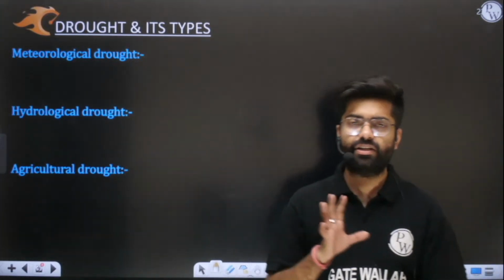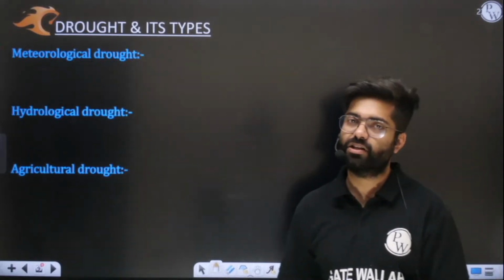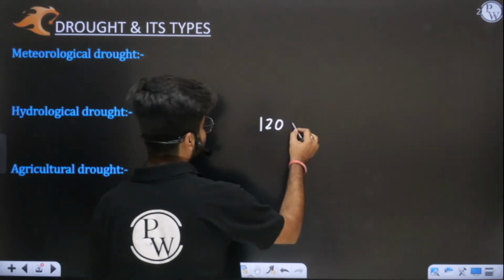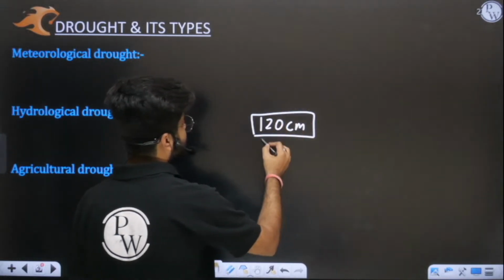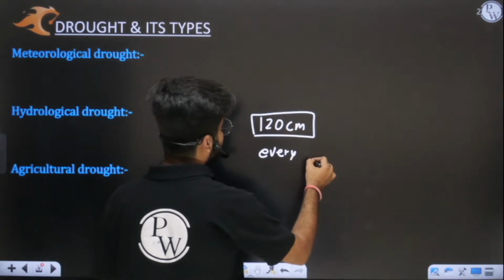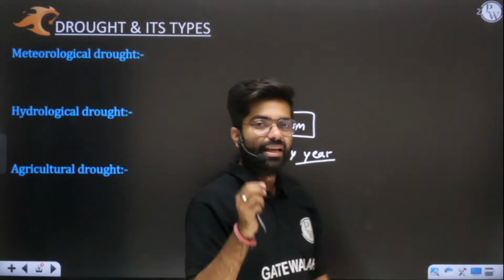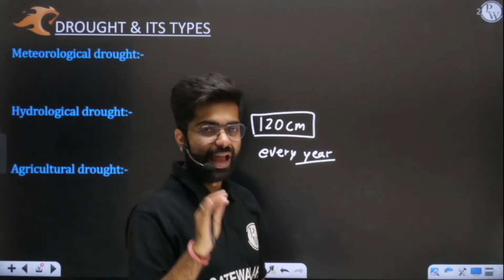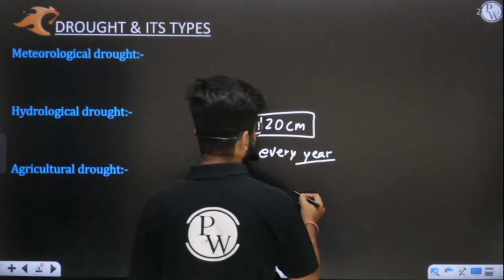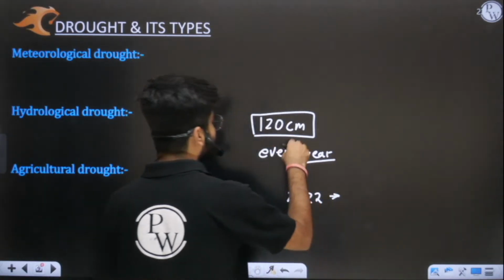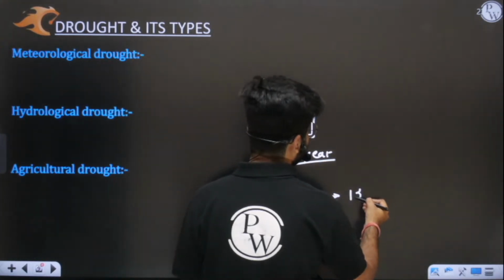so basically drought means, you all know that India receives a certain kind of rainfall. You all know that India receives a certain amount of rainfall, let us say 120 centimeter every year. Try to understand that every year India receives a certain amount of rainfall. Understood, sir? Now, if India is receiving a certain amount of rainfall, and let us say for the year 2022, India has received more than this rainfall, let us say 130 centimeter.